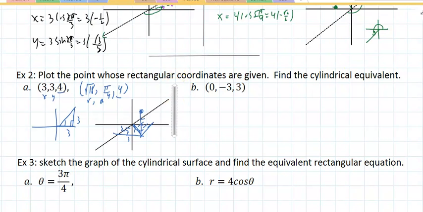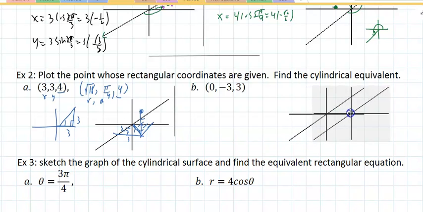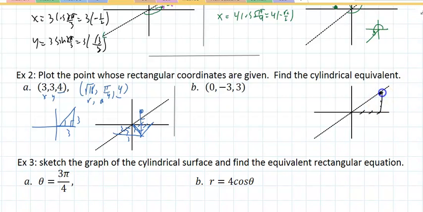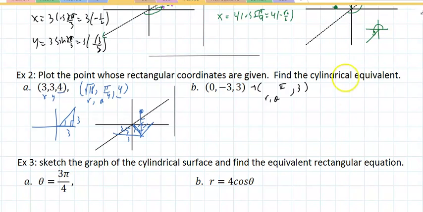And if I wanted to plot the point 0, negative 3, 3, so 0, negative 1, negative 2, negative 3, 1, 2, 3. Again, z doesn't change, but I want r and theta. Well, theta is rotating pi over 2. Oops, I'm sorry, I messed up. Y was negative 3, not 3. So if I move 0, 1, 2, 3, and go up 1, 2, 3, I'm right there.